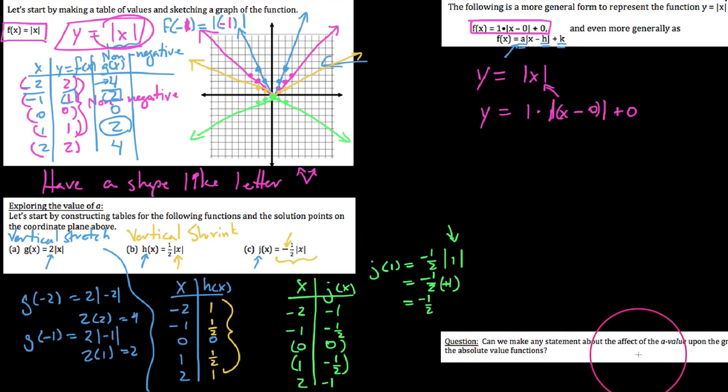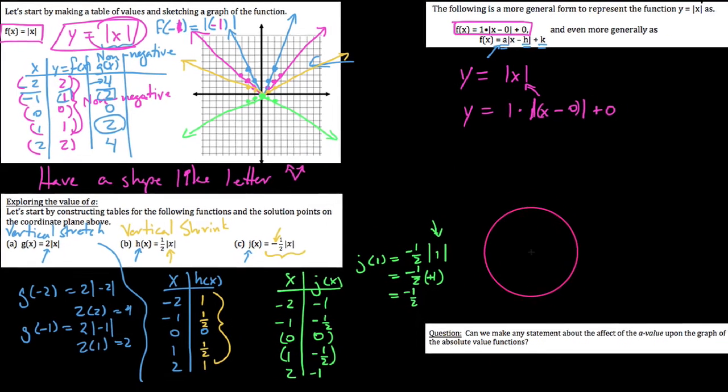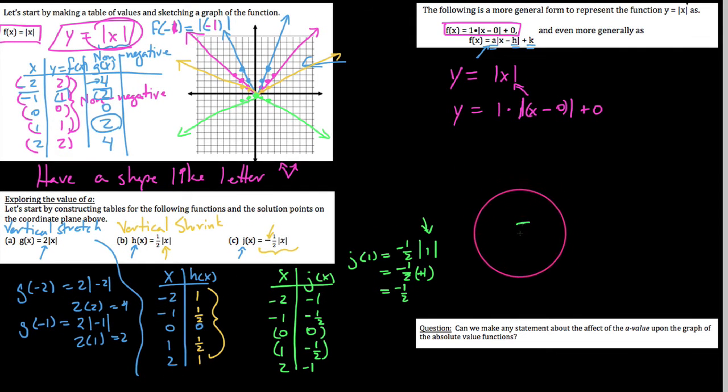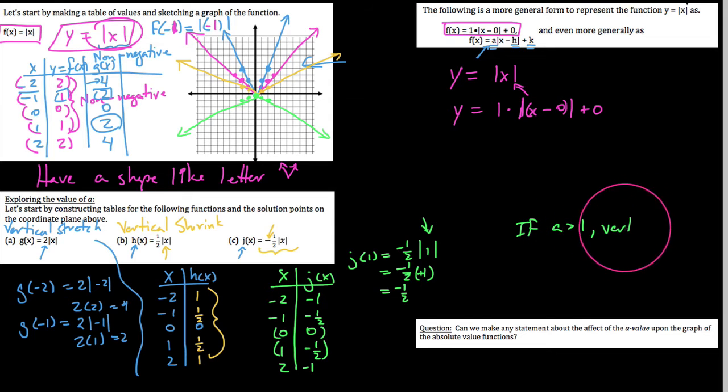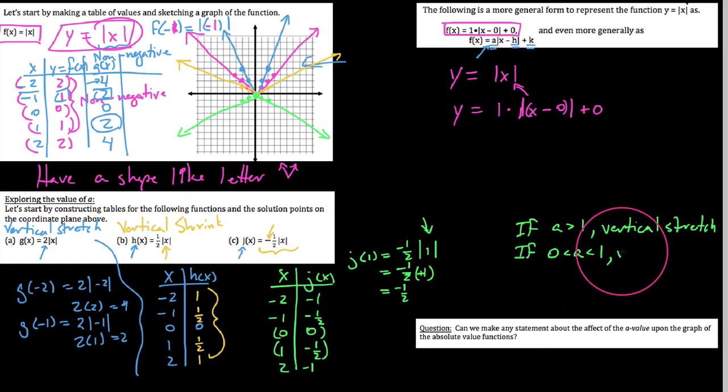We say, well, can we make any statements about the effect of a upon the graph of the absolute value function? I think there are a couple statements that I do want to make here. First one is this: if a is greater than 1, then we have vertical stretch. Okay, this is true. If, though, a is some number between 0 and 1, that is a proper fraction, we're going to have what we call vertical shrink.